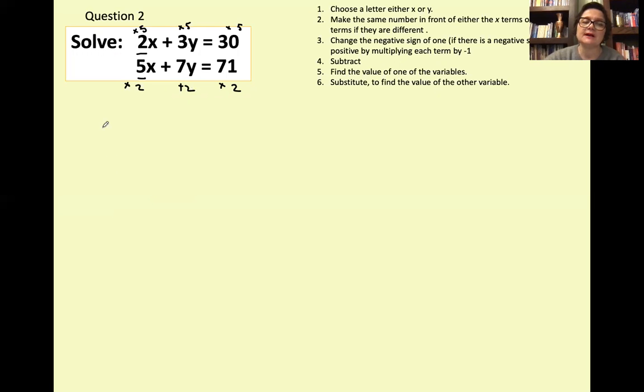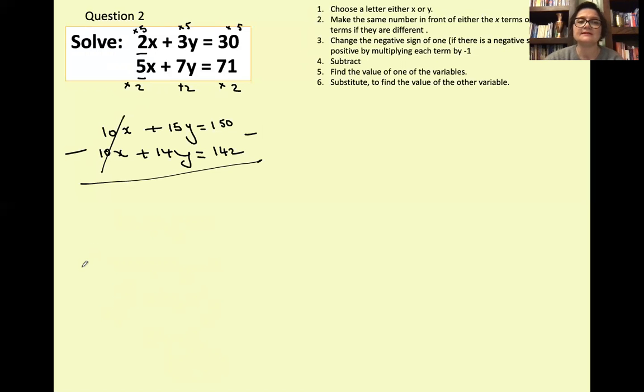Right, so the first one becomes 10x plus 15y equals 150. So rewrite the new equation. And the second one becomes 10x plus 14y equals 142. So we are going to apply subtraction, draw a line, cancel them out. Now 15y take away 14y is y, 150 take away 142, the answer is going to be 8. Here we go, we found the value of y.